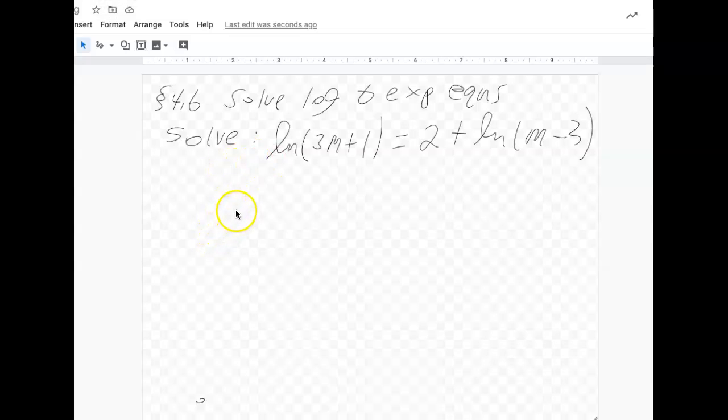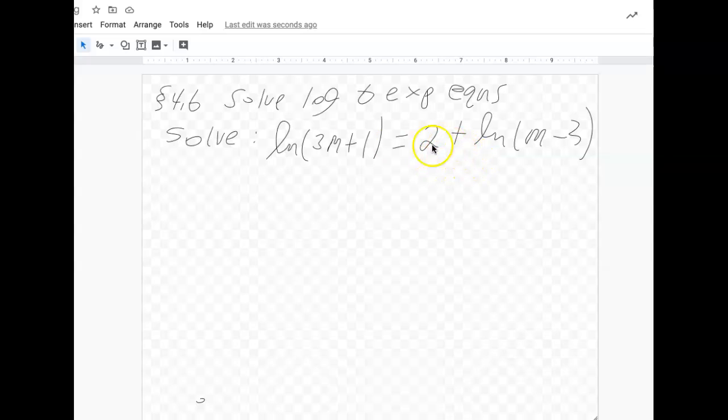All right, let's look at this last logarithmic equation. In this example, we have a natural log on the left side, and then on the right side, we have a constant plus another natural log. When our equations for logarithmic equations have a constant, you want to be sure that you get the logarithms on one side and the constant on the other.